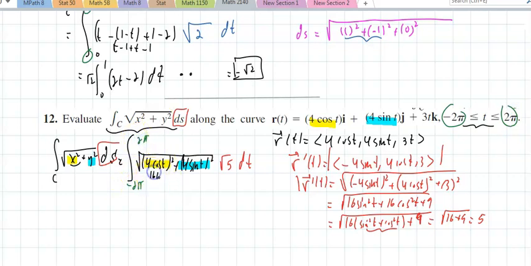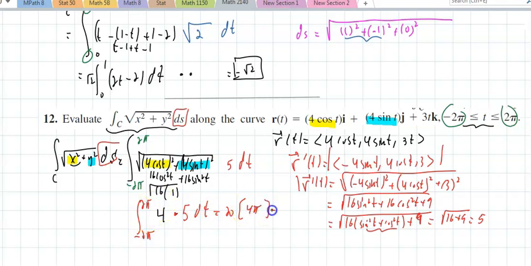This is actually 16 cosine squared of t plus 16 sine squared of t. So this is 16 times cosine squared plus sine squared, which is 1. That turns out to be a 4. I wrote a radical 5. Look, with all the excitement, what happens? You guys don't get excited. And I'm going to integrate that from negative 2 pi to 2 pi. Again, don't get excited. And wouldn't that be simply 20 times t, 20 times 4 pi, which is 80 pi.